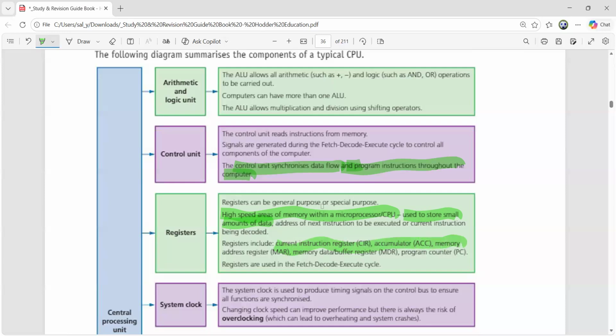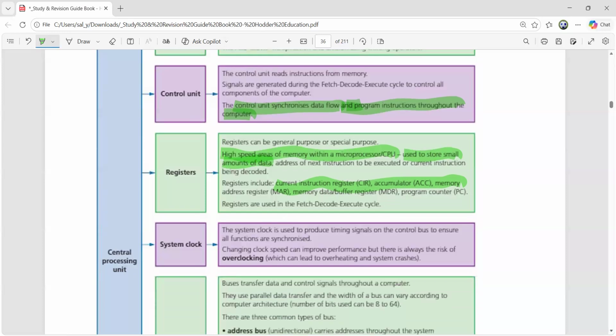Registers are high-speed memory locations inside the CPU or inside the microprocessor, and they are there to store a small amount of data, or a small amount of addresses. That is going to maybe give you 2 out of 2. If the question is of 2 marks, then you can write down these 2 points to gain decent 2 marks.